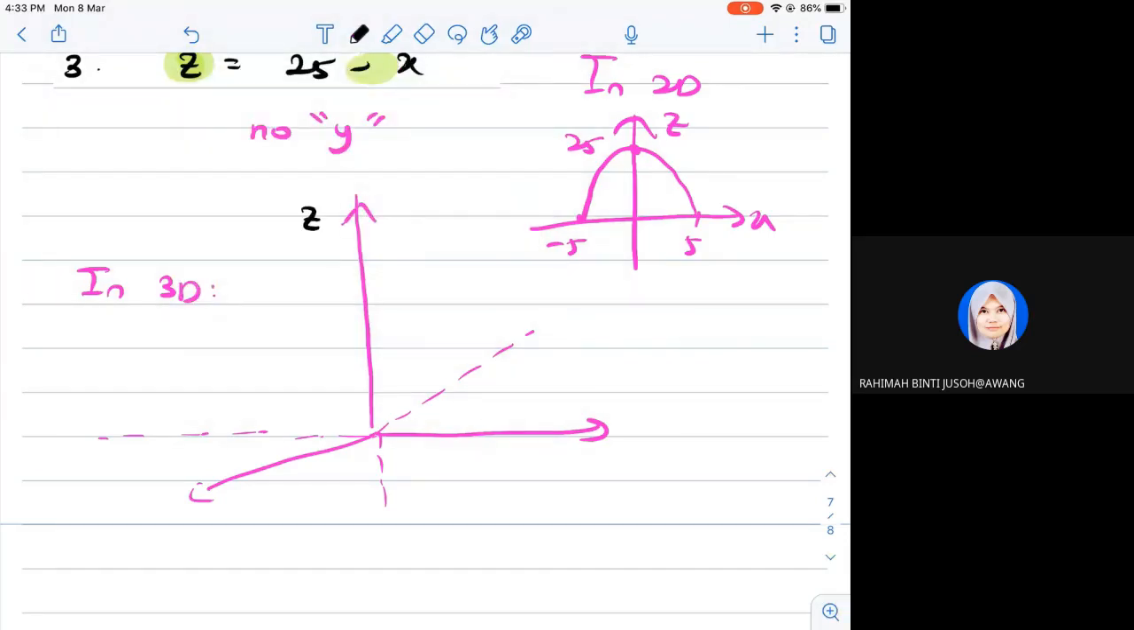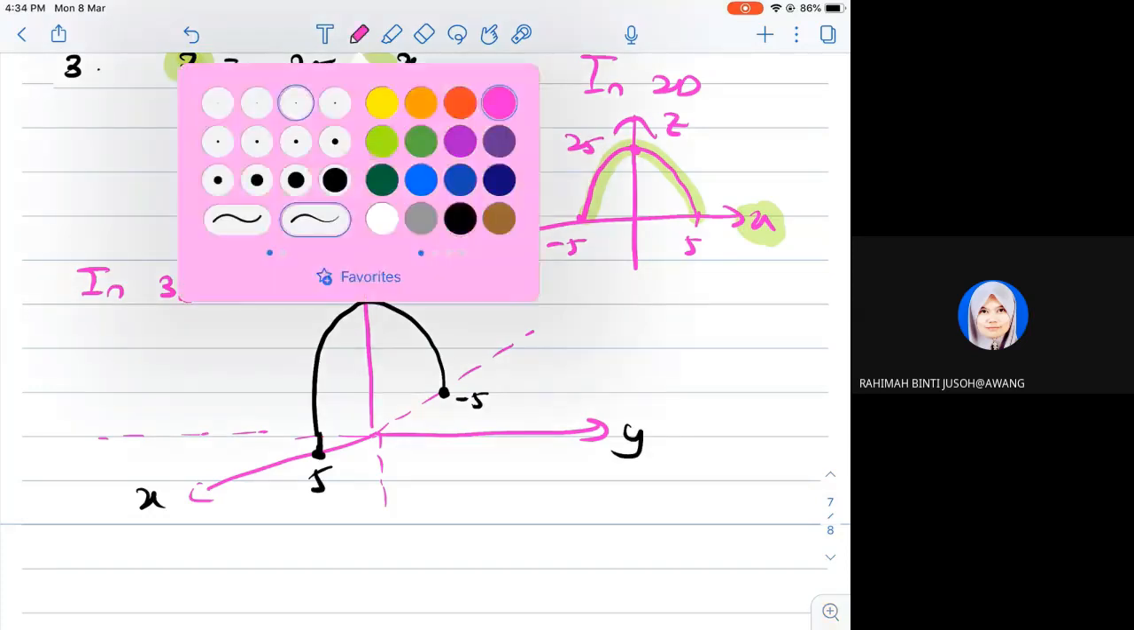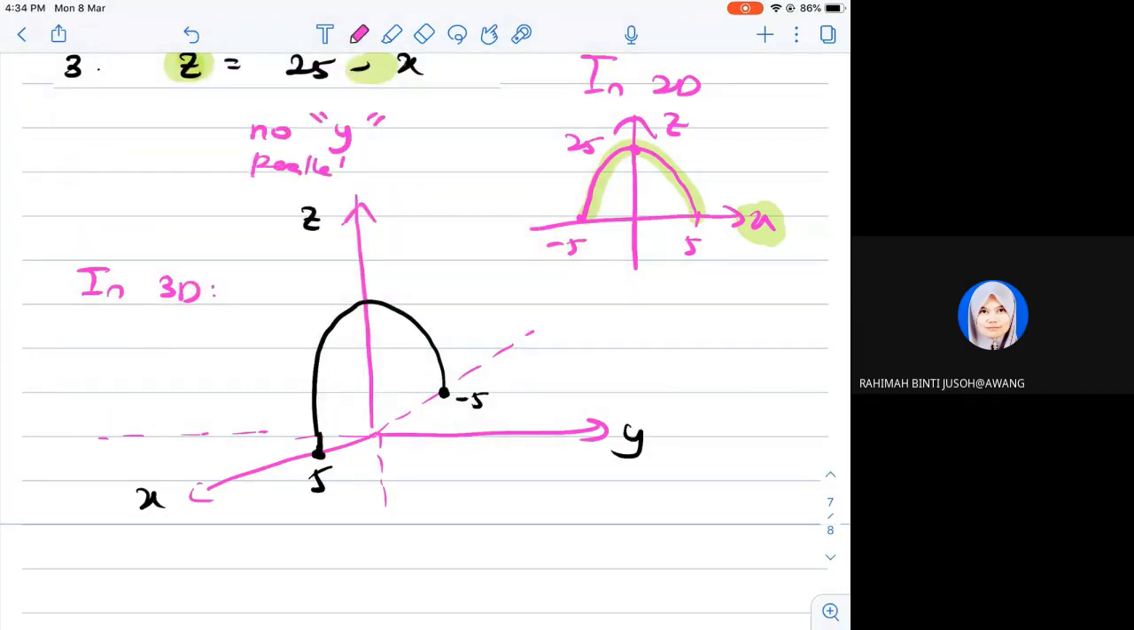Paksi Z, X dengan Y ni. Okay. You nak transform daripada 2D ni ke 3D ni, dia macam ni kan, dia depan dengan belakang kan sebab dia paksi X. So paksi X suppose dia depan dengan belakang lah. So it will be like this. Satu depan positif 5, belakang ni negatif 5. Now dia tak ada variable Y, should be parallel along Y. So parallel along Y.